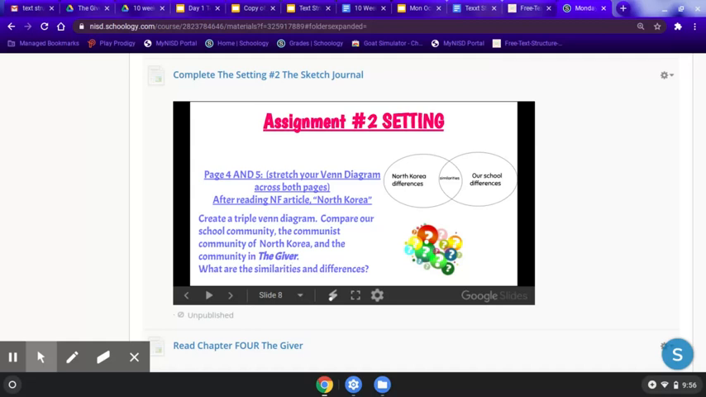So I'll have to fix that. So I guess you can choose. No, let's do The Giver. So this should be our school. This should be The Giver. North Korean differences and our school, or let's do either or, The Giver differences, okay, between the two.